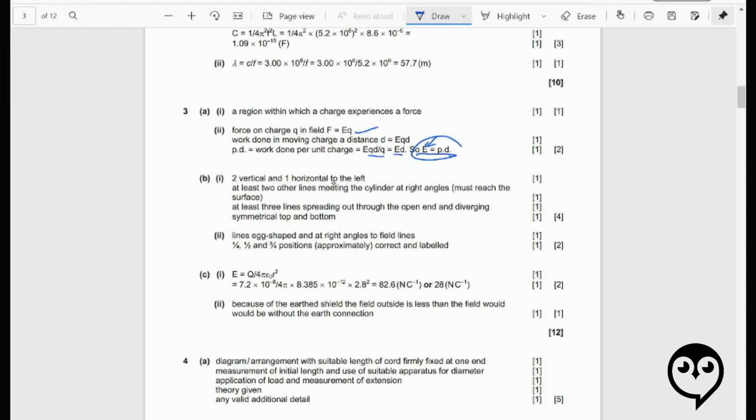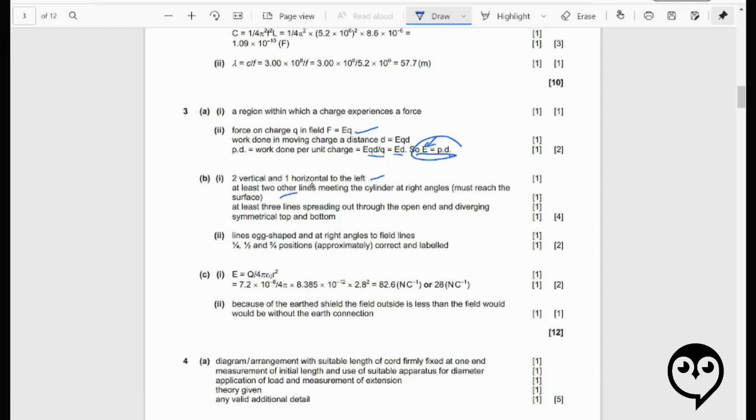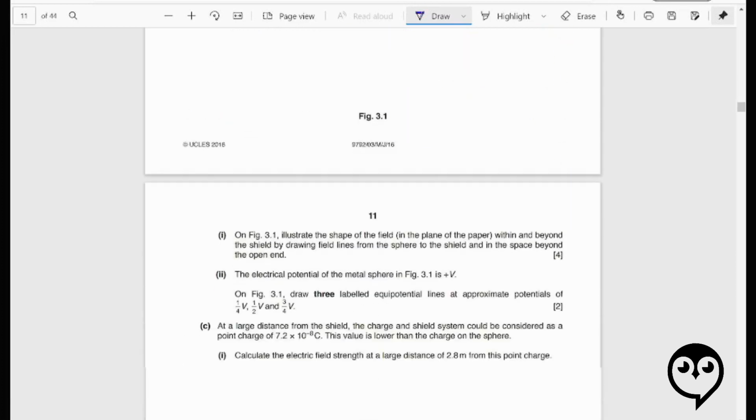So 2 vertical and 1 horizontal to the left, did that. At least 2 other lines meeting the cylinder at right angles, which we've done. Maybe I've not done it as clearly as I would have liked, but I would have had it coming out and hitting there, and this would have curved that way. Okay. So I'd say we've done that. At least 3 lines spreading out through the open end and diverging. We've done that, and it's symmetrical. So I'd say 4 for that one.